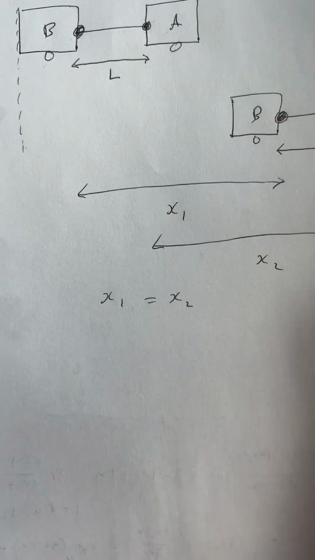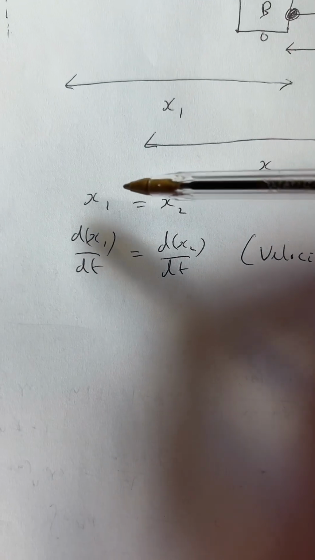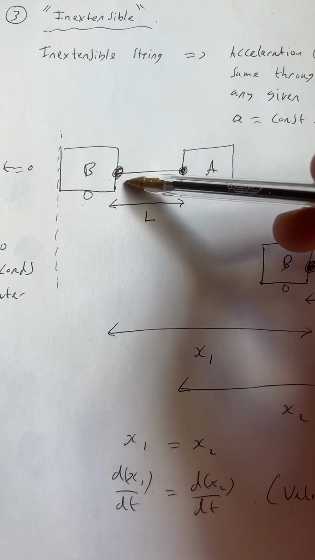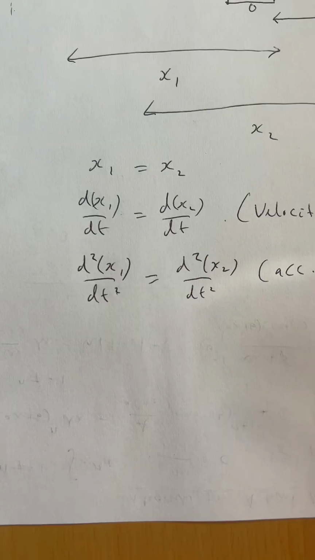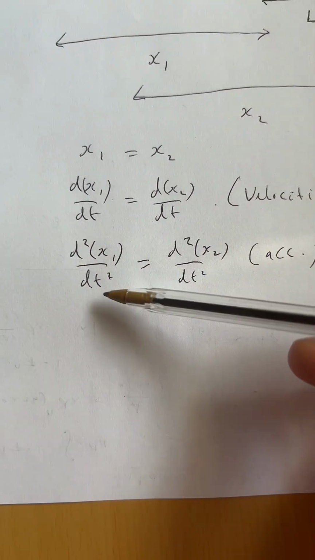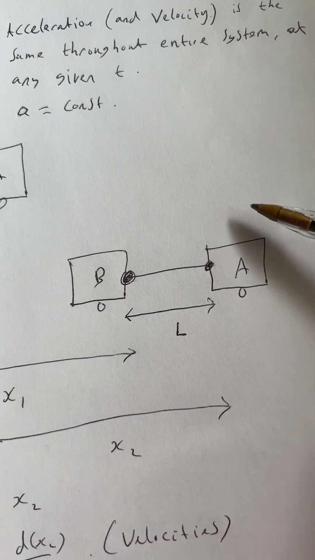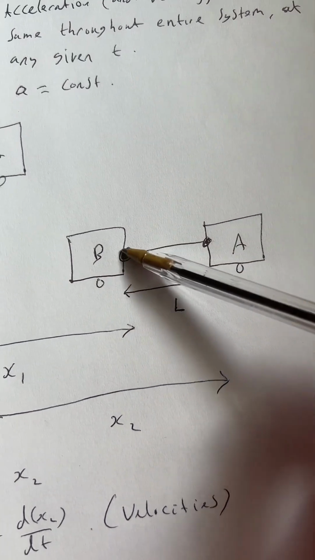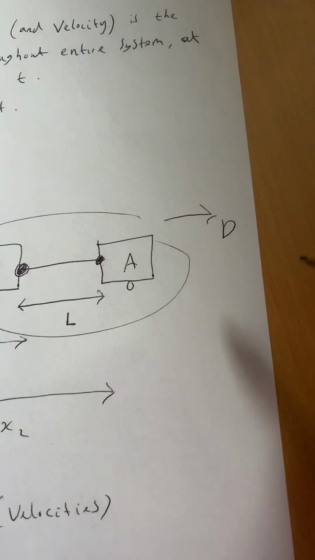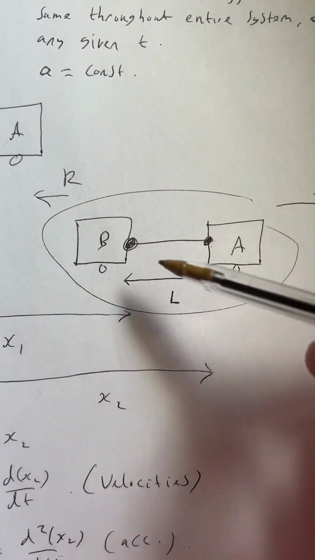Now, how do you go from displacement to velocity? Well, you have to differentiate. So differentiate both sides with respect to time. The velocities are both the same for this position and for this position there. And when you differentiate with respect to time again, you get acceleration, and the accelerations are clearly the same. So that tells us that the acceleration of everything is going to be the same, and it's going to be constant because that tension there and that tension there will be constant. And obviously you've got a driving force which is constant and a resisting force which is constant. All the forces are constant, so that means the acceleration is constant.